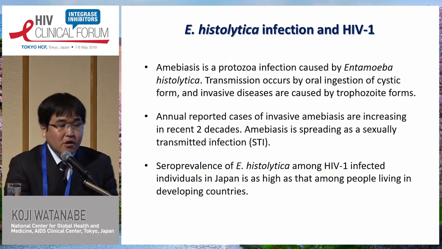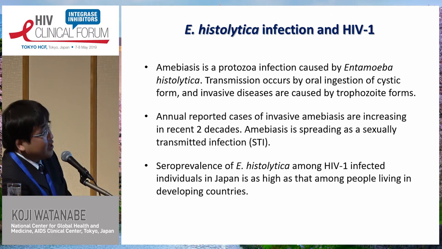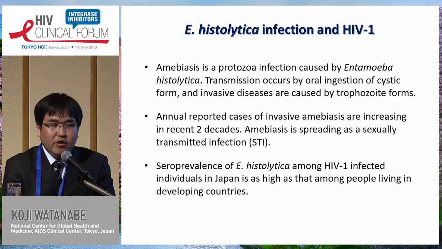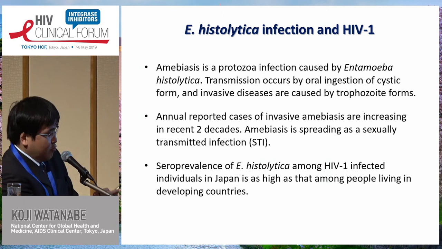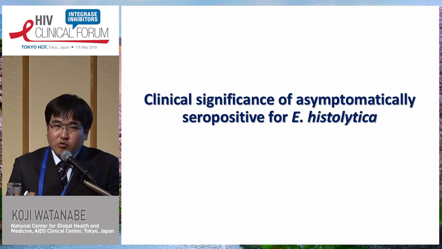This is a summary so far. Amoebiasis is a protozoan infection caused by Entamoeba histolytica. Transmission occurs by oral ingestion of the cyst form, and invasive disease is caused by trophozoite forms. Annual reported cases of symptomatic invasive amoebiasis have been increasing over the last two decades. Amoebiasis is spreading as a sexually transmitted infection. Seroprevalence of E. histolytica among HIV-1 patients in Japan is as high as that among people living in developing countries. It is a very prevalent comorbidity. And next, I want to decrease it by something.